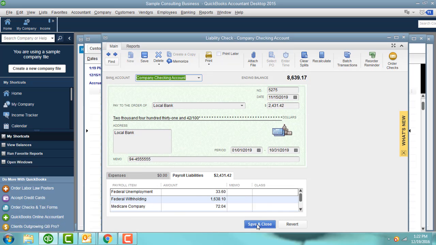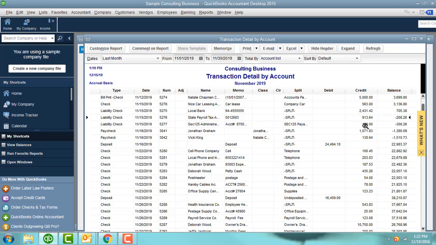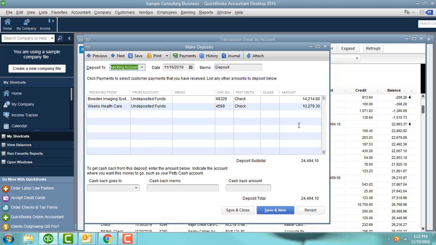Yep, right on the 15th. We all felt those. We hate those things. There's your state tax deposit. Looks like you're paying for the Section 125 health insurance. Looks like you got another paycheck here to this Jonathan Graham. Another small one to Vicky. Another deposit of $24,000. Over here, looks like you collected some more revenue from some of your sales.